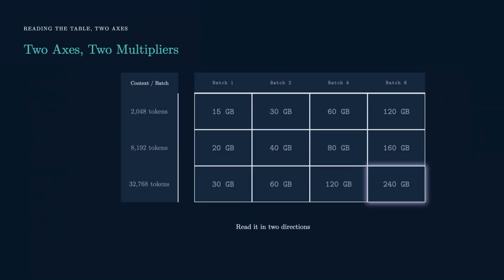Read it in two directions. Go down a column and longer conversations multiply the number. Go across a row and more concurrent requests multiply it again. Both axes climb, and they climb on top of each other, which is how you end up in that bottom right corner at 240 gigabytes, firmly in multi-GPU territory.